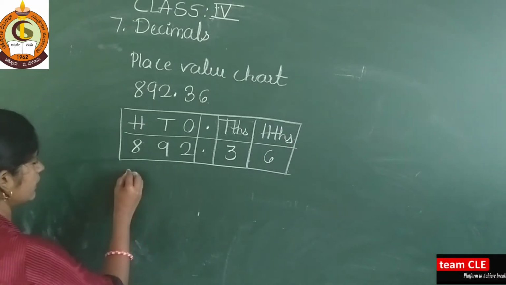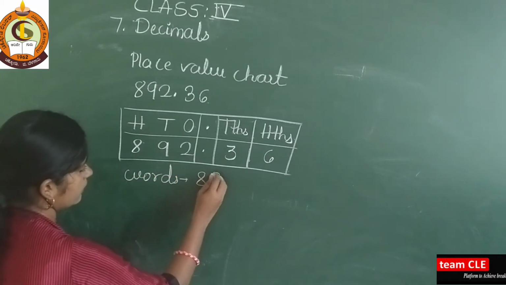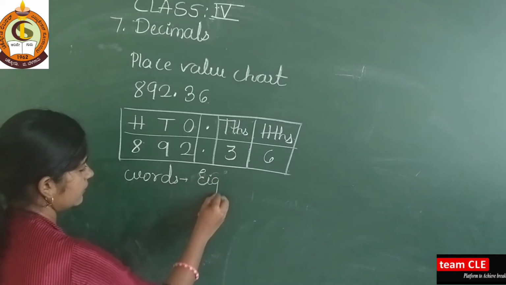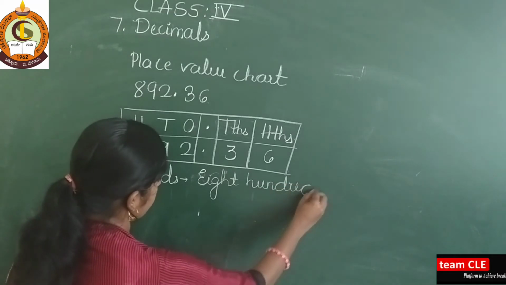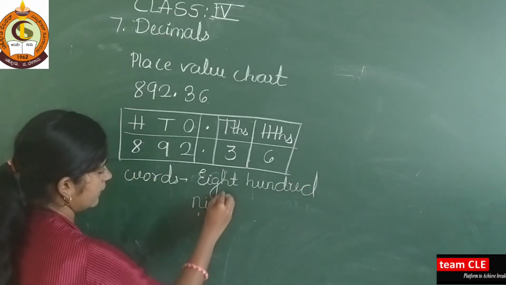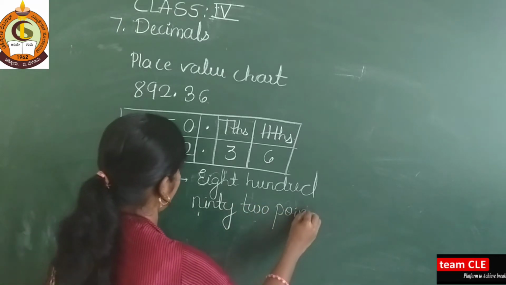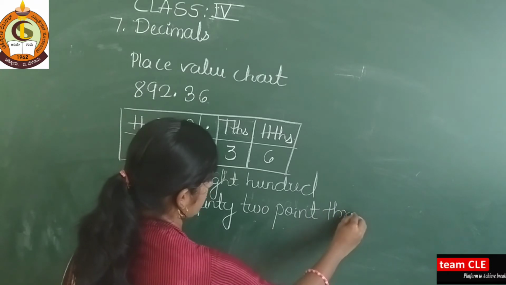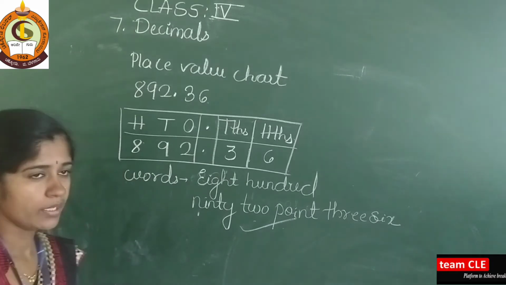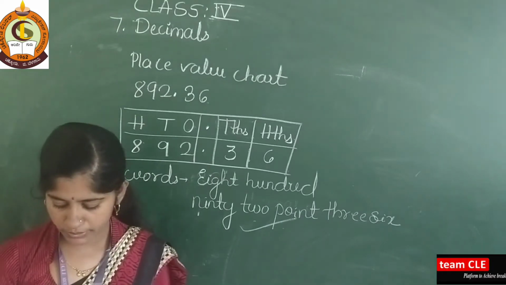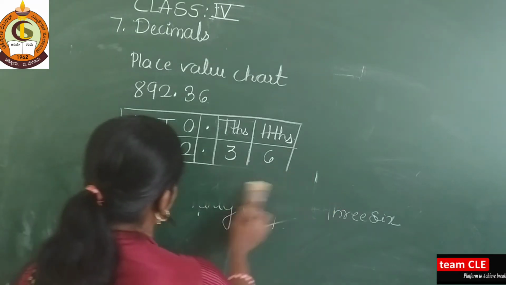892.36. So how do we write it in words? See here, in words we write it as 800, and then 92.36. This is how you have to read the numbers. Then in My Practice Time 1, they have given some figures, and you can see how to do those numbers.